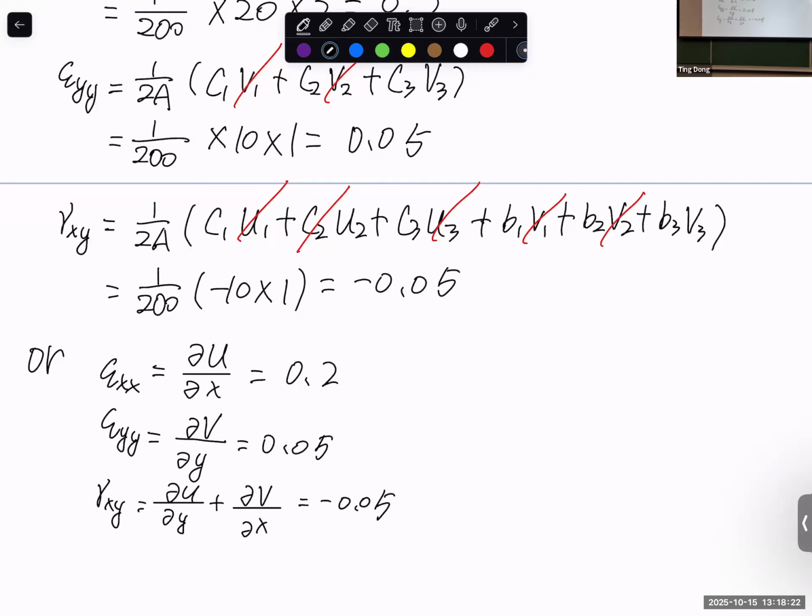But of course, this is based on if you had the expression of U and V ready in the previous steps. I think this might be easier. Any question?